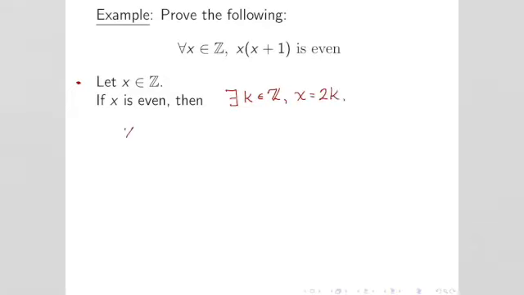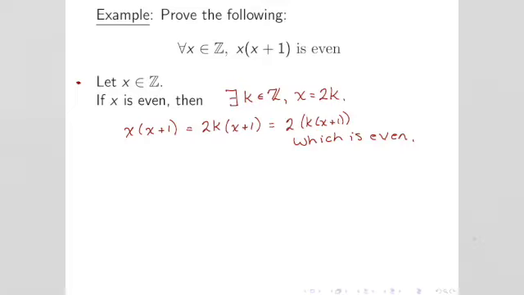Well, now let's look at x times x plus 1. x is equal to 2k. And honestly, I don't even care what x plus 1 is here. We know it's 2k plus 1, but I don't even need to know that to know that this entire expression is even. And that's what we wanted. Okay, so we know what to do if x is even, we're done.